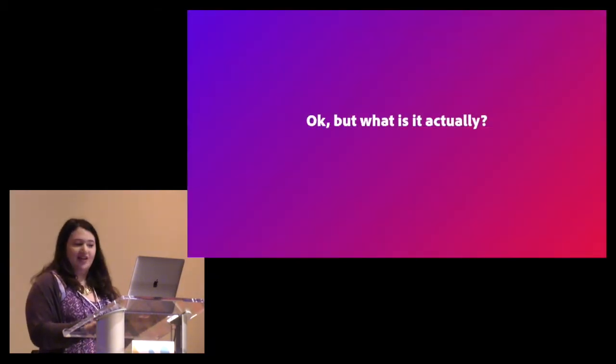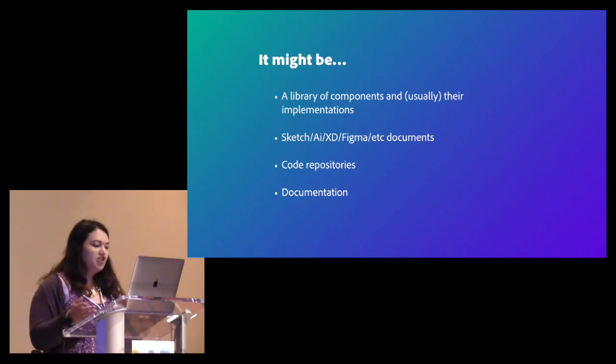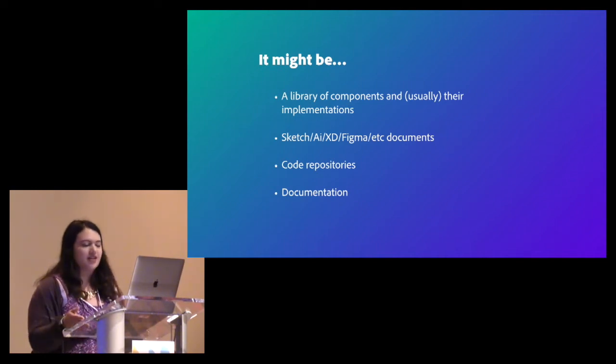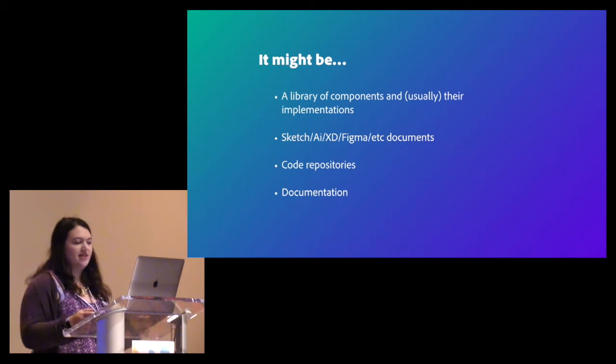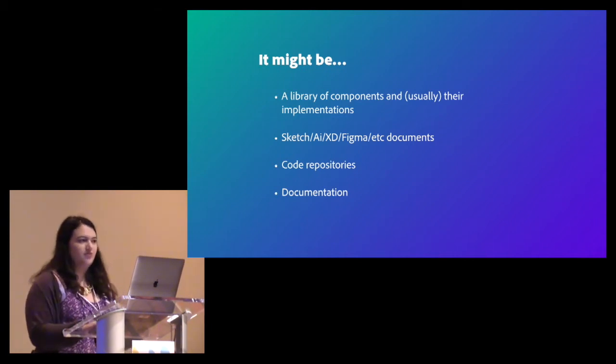Okay, but what is it actually? It might be a library of components, usually their implementations of the code. It might be Sketch, AI, XD, Figma, et cetera, documents, code repositories. It could be React code, Angular code, Ember code, just HTML, CSS, vanilla JavaScript code, and a documentation site, which is what a lot of people think of when they think of the design system. They think of the style guide.